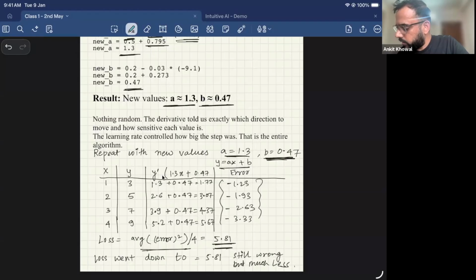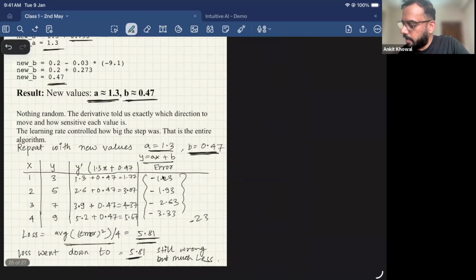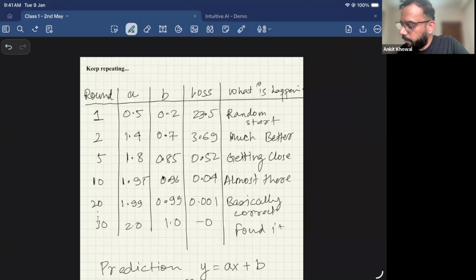So you can see over here, my initial loss was approximately 23 points wrong. Now I'm wrong by 5.81. It's still not correct, but it's very much less, right? Now what I will do is again repeat the same step. I will change the value of A and B so that I can come to the right answer. I won't repeat everything because it would be too much, but this is how we'll change the values of A and B based on our mathematics, right?